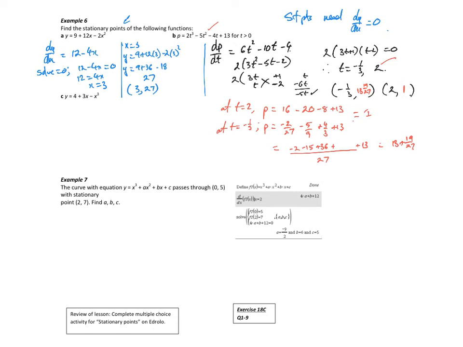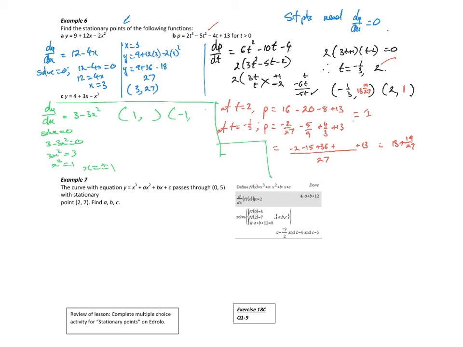And for C, hopefully there's enough room in here. dy dx is equal to 3 minus 3x squared. Solve equal to 0. So I get 3 minus 3x squared is equal to 0. 3x squared is equal to 3. X squared is equal to 1. So x equals plus or minus 1. So there's my two solutions, or my two stationary points.